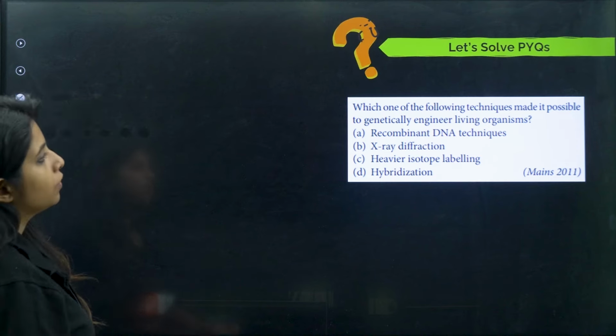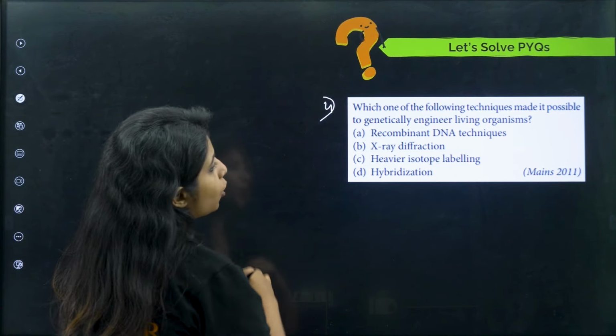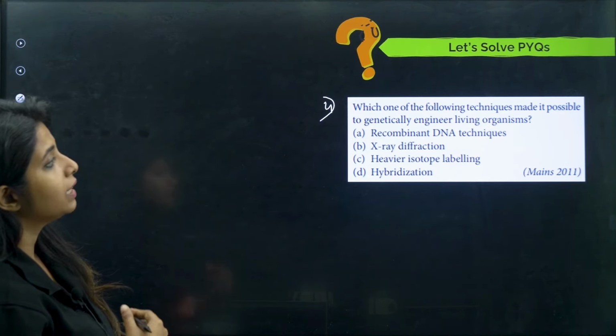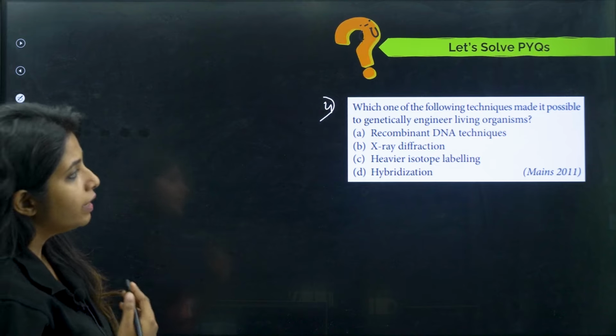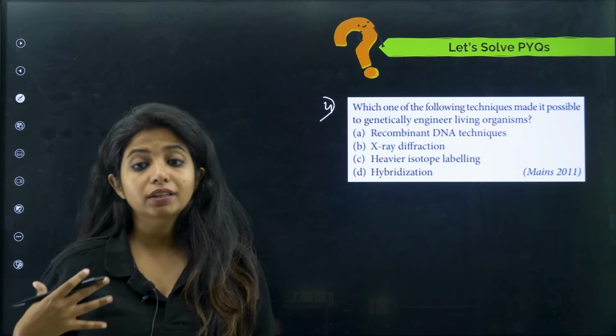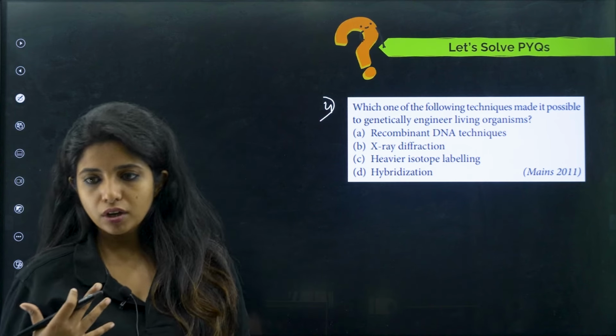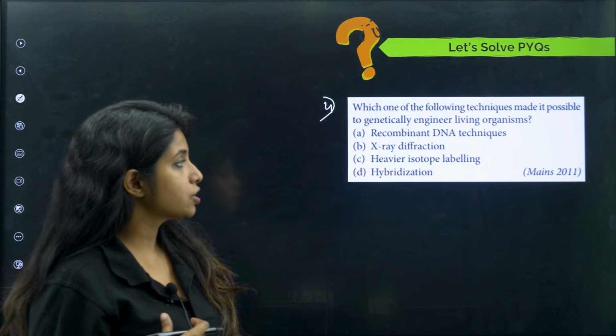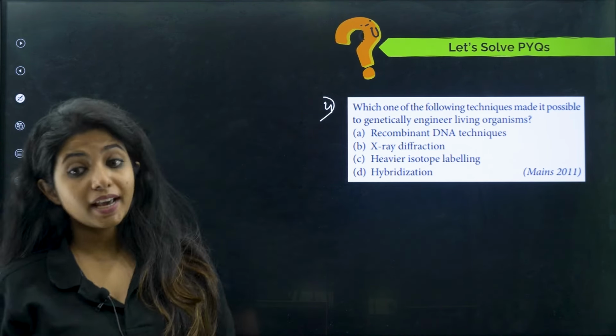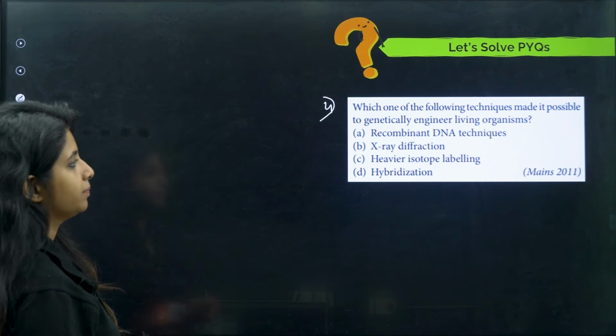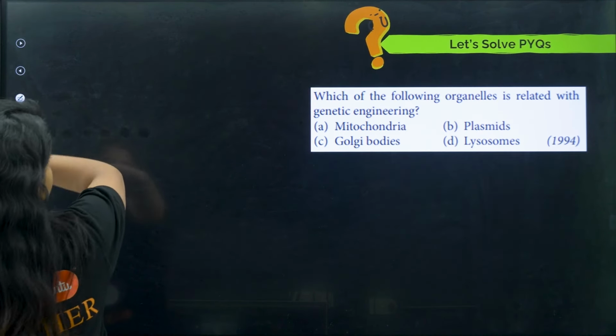Tell me the answer. Fourth, which one of the following techniques made it possible to genetically engineer living organisms, children? What was the technique that was used? Recombinant DNA techniques, X-ray diffraction, heavier isotope labeling, hybridization. Tell me the answer. Read the question carefully and then only go ahead, okay?